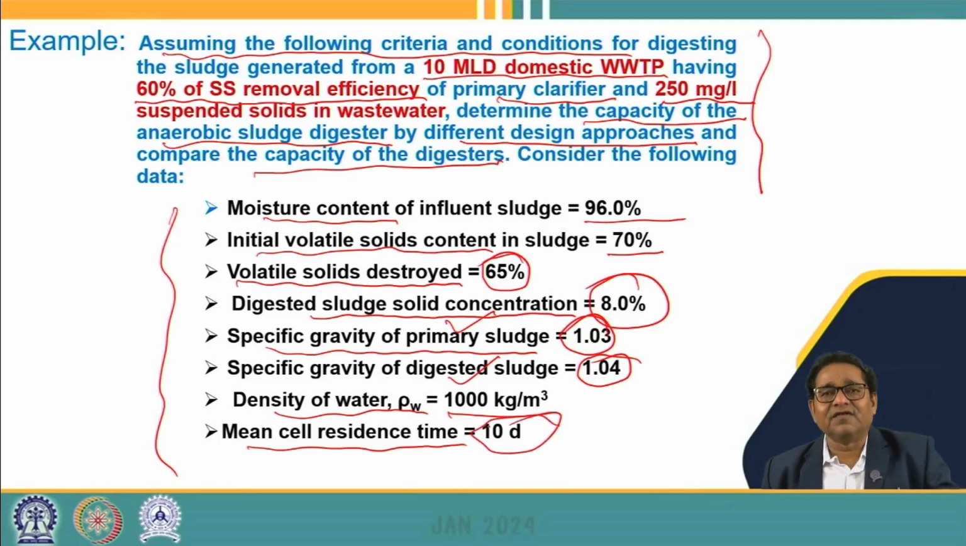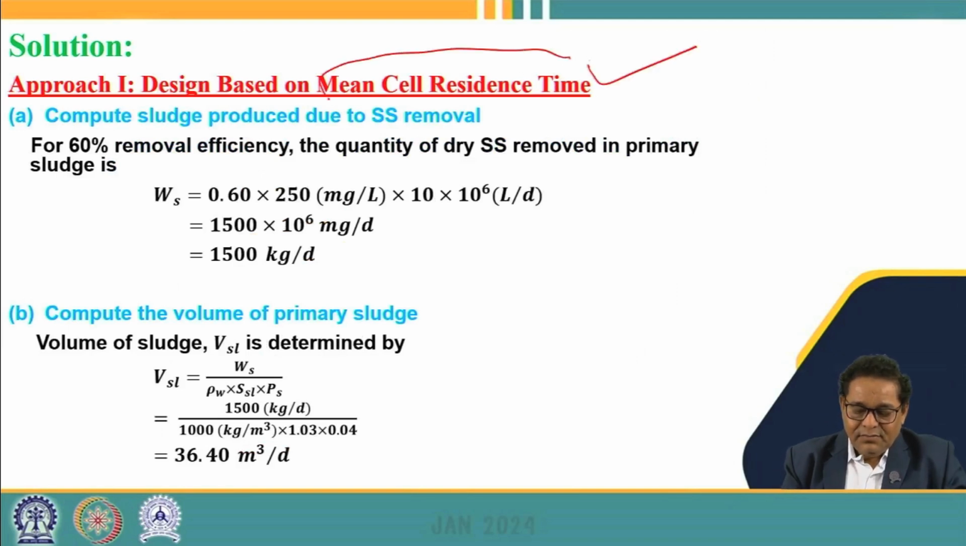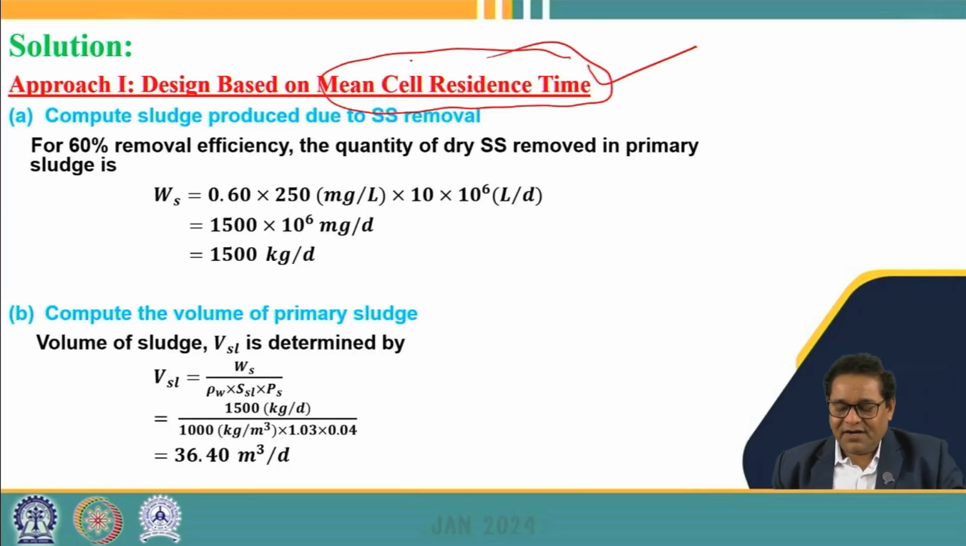So using this we have to use all four approaches and find out what will be the total volume of the digester. Let us see the first approach, which is based on the mean cell residence time, that is the theta c value. If we have to use theta c, what we have to get is the total quantity of the suspended solids that will be generated from the primary clarifier.